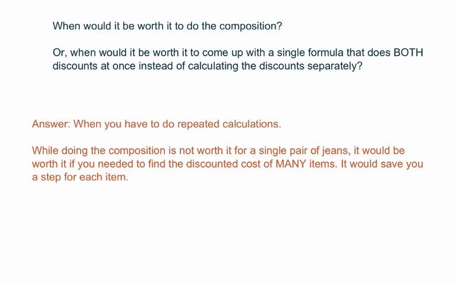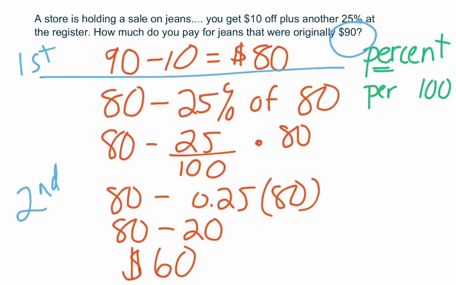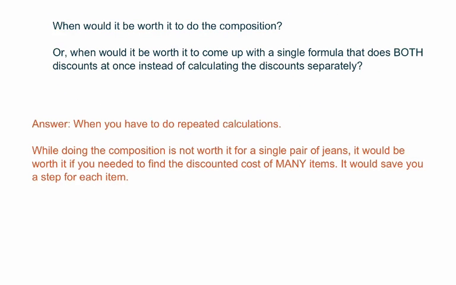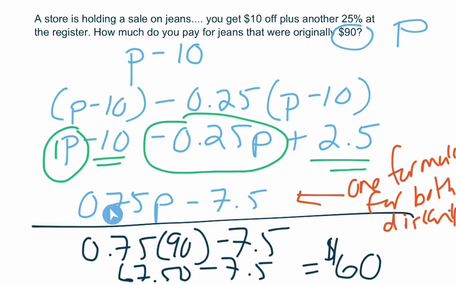The answer to that is when you have to do repeated calculations. So if you're just doing one pair of jeans, doing the composition is really not worth it. If you're just going to go into the store and buy one pair of jeans, then you're probably better off just doing the two separate calculations. It's not a big deal. It's not a lot of work. But if you were to have many items, it would save you time to do the composition, because once you did that work once, now all the rest of the calculations would go faster.